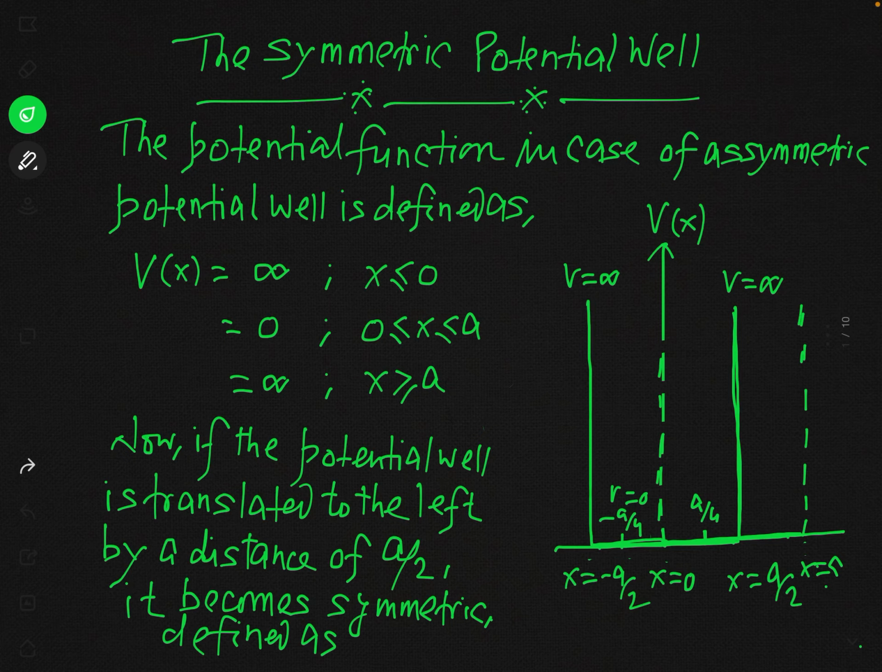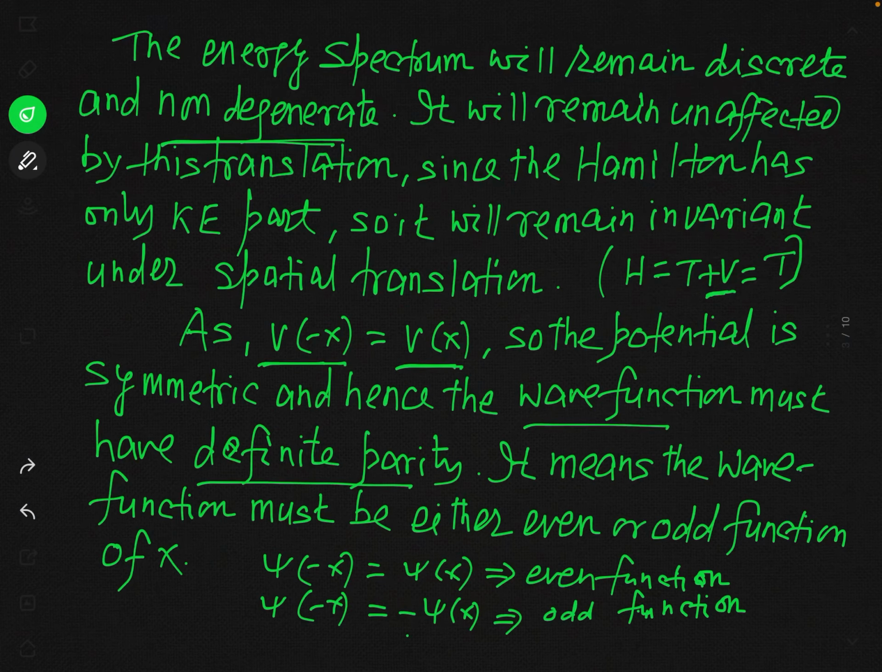Due to this symmetry of the potential, we must have the wave function with definite parity. When you say that the wave function has definite parity, it means the wave function will be either an even function or an odd function of x. If the wave function is even, it means psi of minus x will be equal to psi of x, and if psi of minus x is equal to minus psi of x, then it will be an odd function.